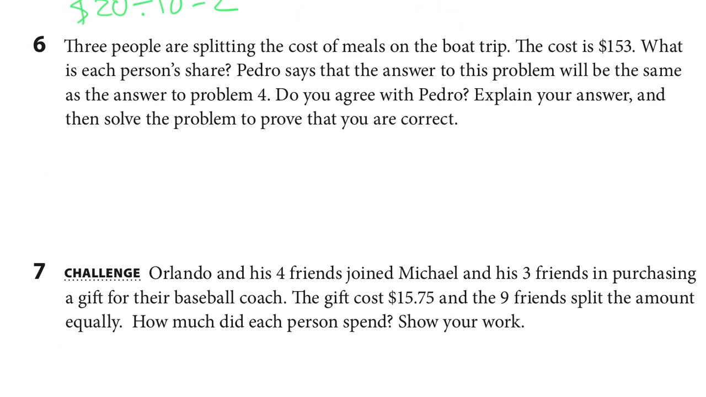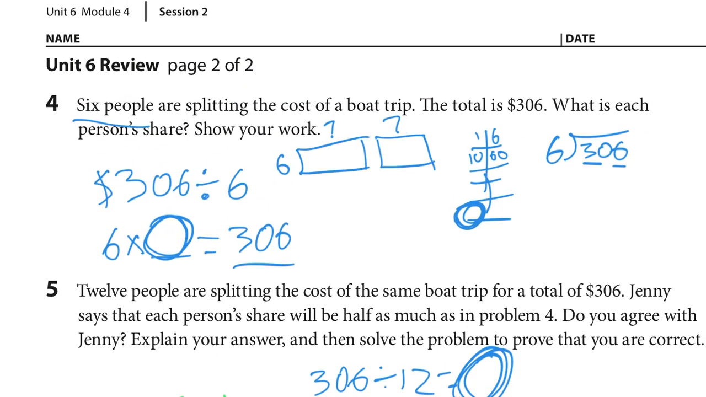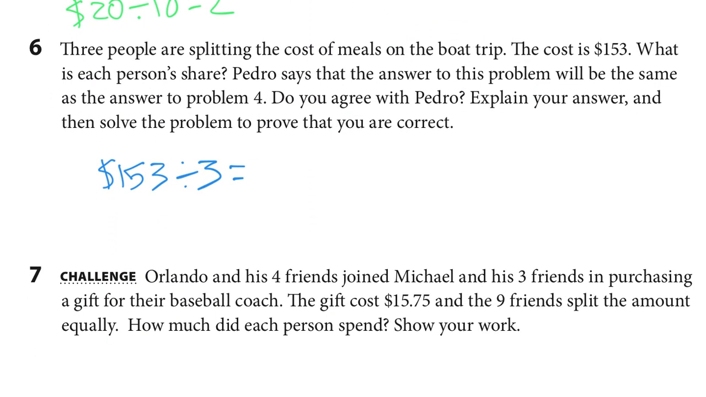3 people are splitting the cost of meals on a boat trip. The cost is $153. What is each person's share? So once again, it's $153 that's being paid, but 3 people are going to split the cost. There's my equation, okay? Pedro says that the answer to this problem will be the same as the answer to problem 4. What? Could that be possible? Let me review what this says down here. This says 306 divided by 6. Let's bring that equation down here and we will compare.